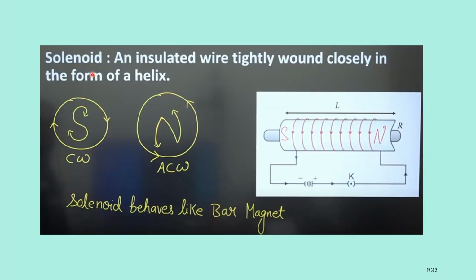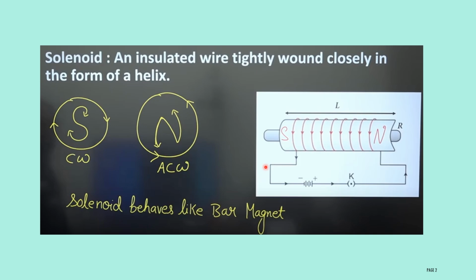Let us discuss in detail the solenoid. An insulated wire tightly wound closely in the form of a helix, that one we will call a solenoid. Then the solenoid behaves like a bar magnet. All the properties of a bar magnet are exhibited in the solenoid.